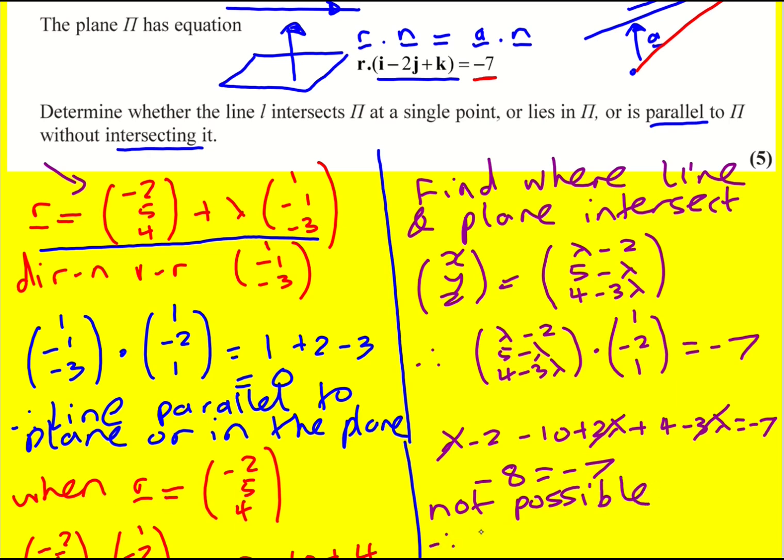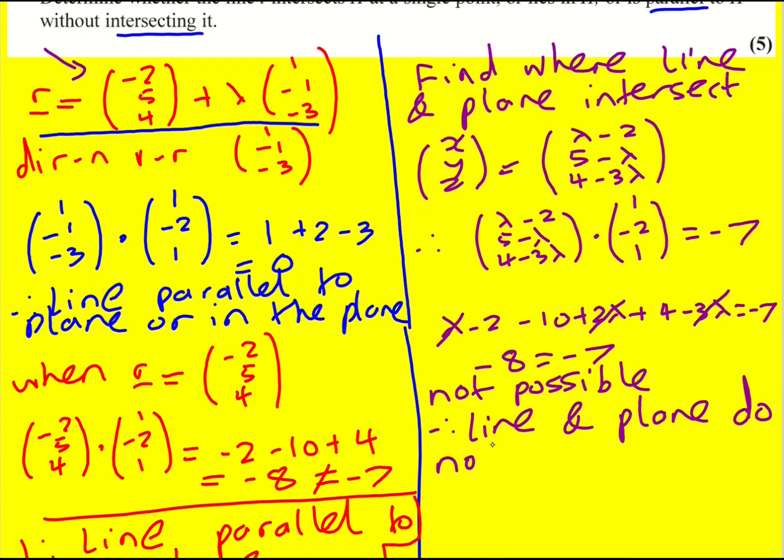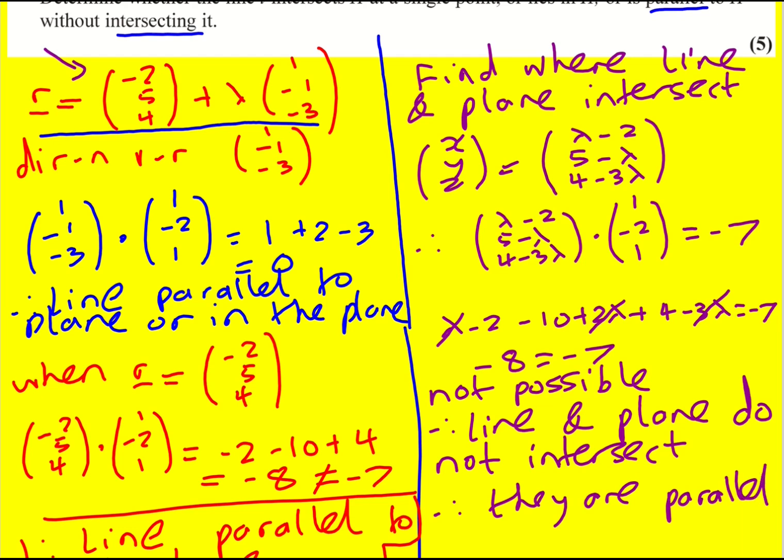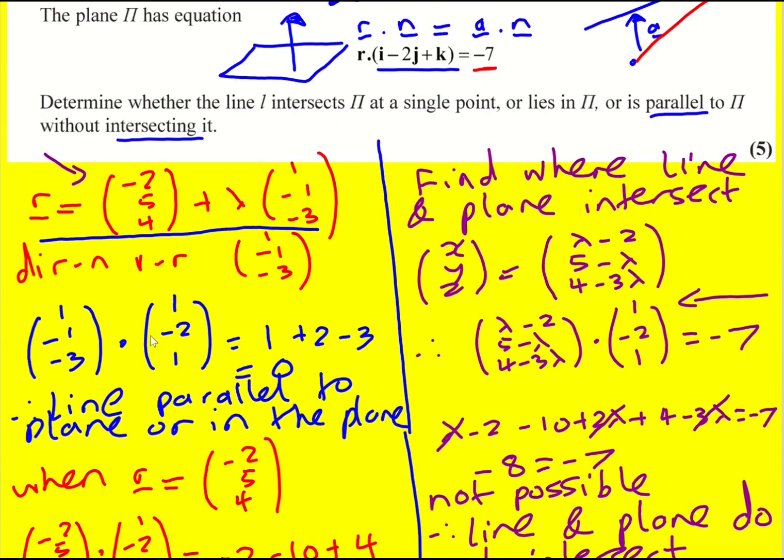So therefore, line and plane do not intersect, and it must therefore be that they're parallel. There's no other scenario that we could have. So two slightly different approaches. Definitely worth thinking about the second one because another time you might be asked to actually find where a line and a plane intersect, so that's important.